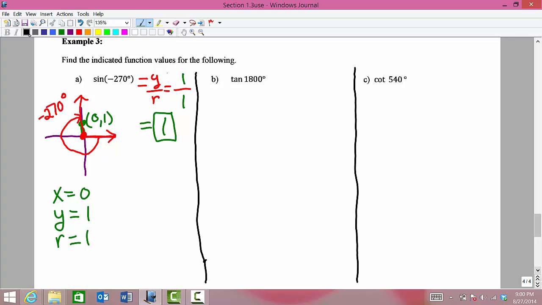Now we want to find the tangent of 1800 degrees. Tangent is y divided by x. So I need to know what y is and what x is on the terminal side. So we're going to sketch our angle.